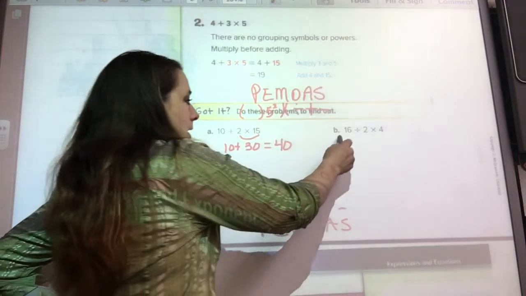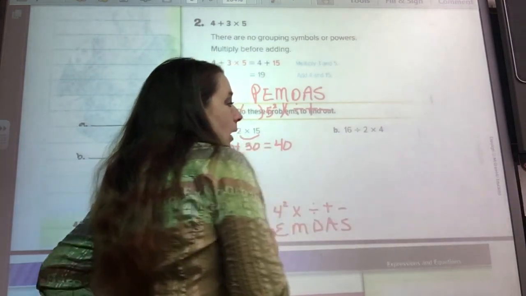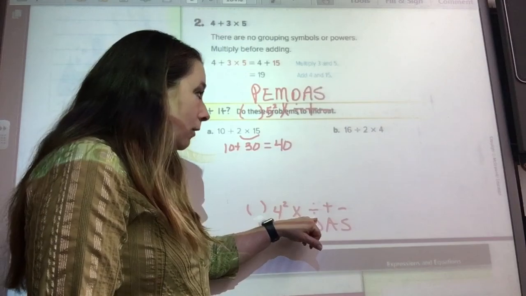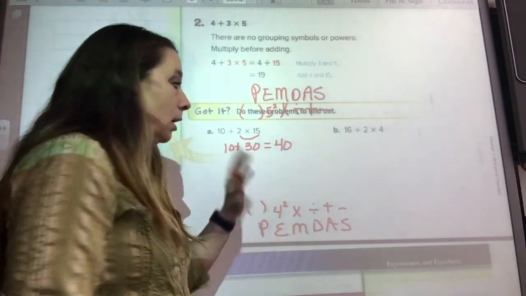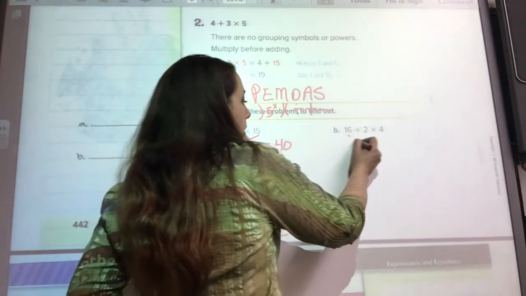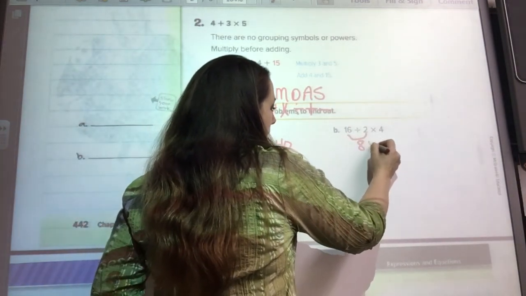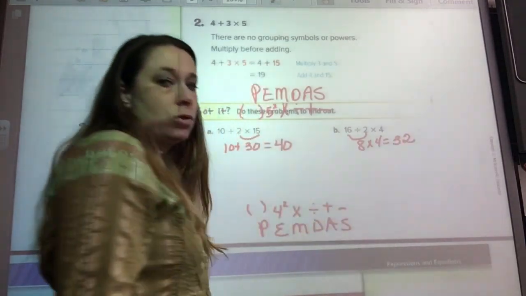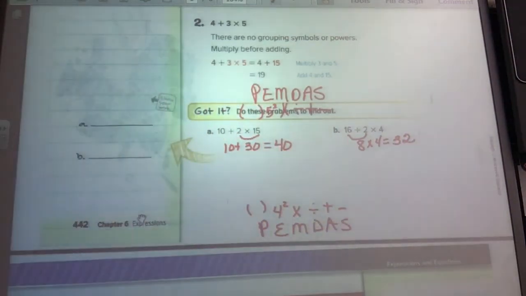All right, this one, we've got 16 divided by 2 times 4. Now we have multiplying and dividing, which it states multiplying comes before dividing, but remember, if you have both of these, read left to right. So we're going to divide first. 16 divided by 2 is 8, and 8 times 4 is 32. So you should get 32 for that answer.